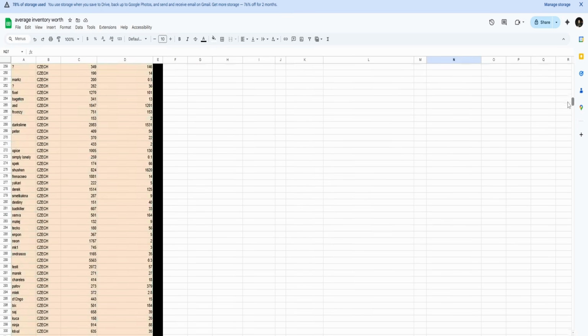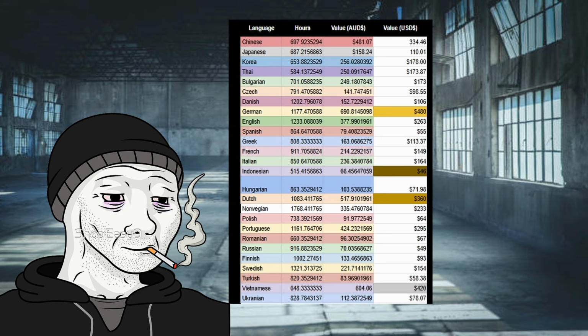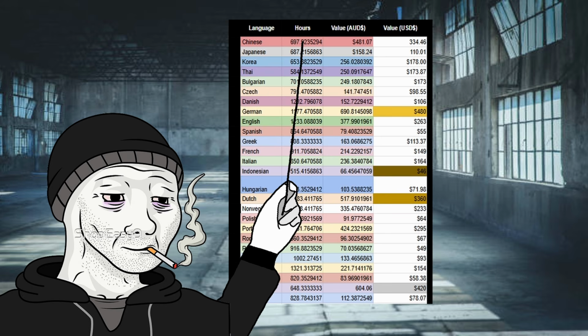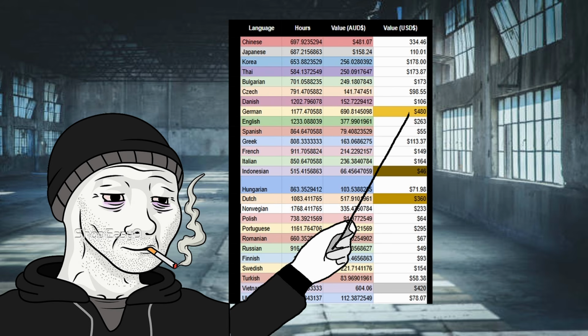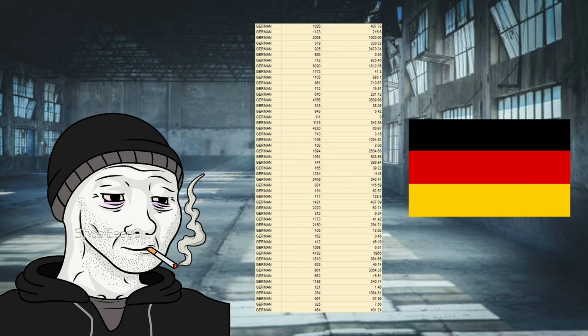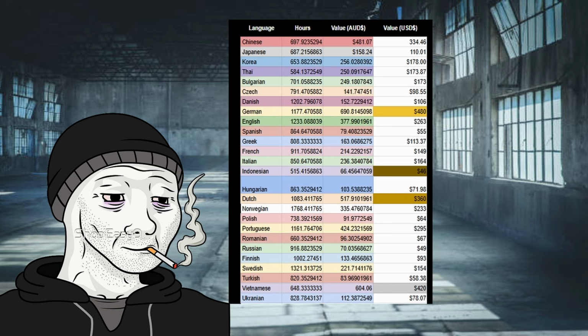So to break this all down, here's what we're looking at. Every language has a pool size of 50 accounts as previously mentioned. These are the hours and these are the value of the inventory averages. So as we can see, in first place, Germans have the most expensive with $480 worth of stuff, which is pretty fucking nuts. I think it was mostly from one guy, but honestly I forgot. My bad.